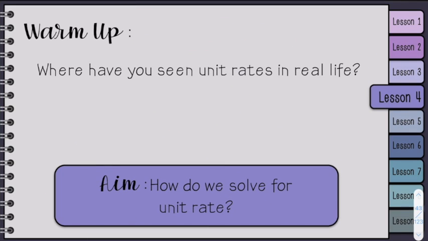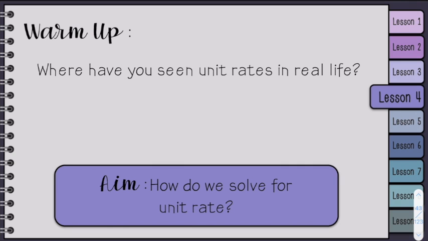Let's get to it. Okay, so welcome back. We are continuing with Unit 2. We are on Lesson 4. Our aim for today is how do we solve for unit rate? Our warm-up today is going to be where have you seen unit rates in real life?